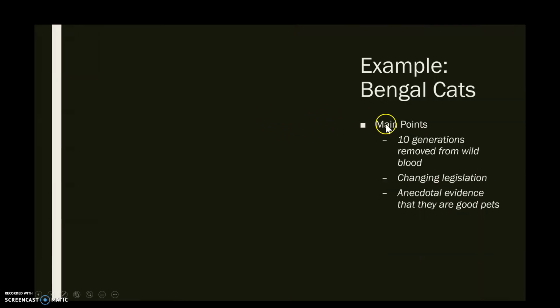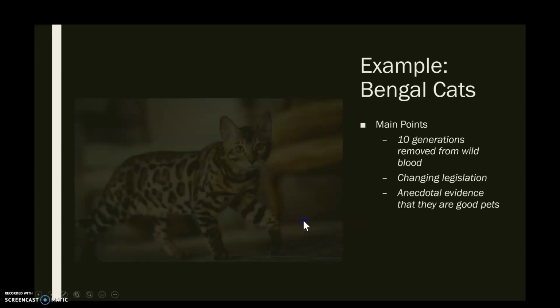So for this example with Bengal cats, my main points might be that most Bengals are at least 10 generations removed from any wild blood. Legislation has changed in recent decades in other states and communities to allow them to be classified as domestic pets rather than wild cats. And then I might also include some anecdotal evidence that they are good pets by talking about experiences that breeders and pet owners have had.